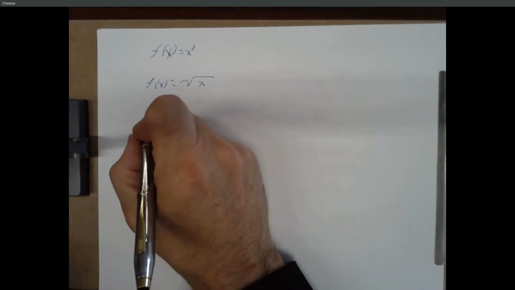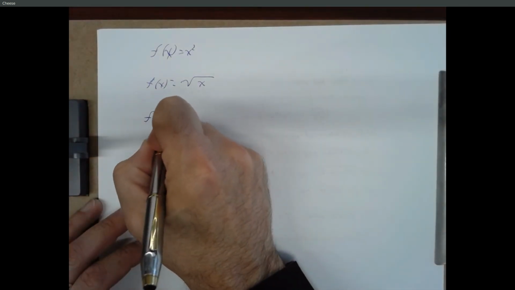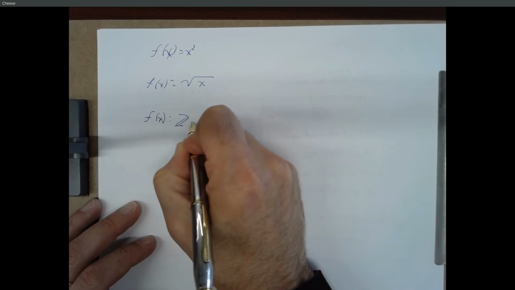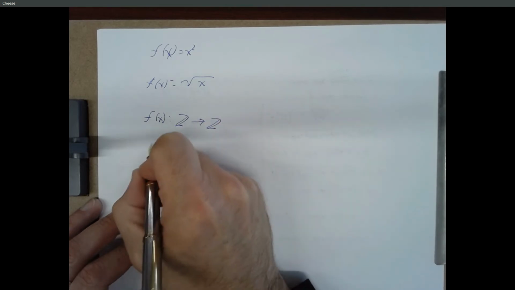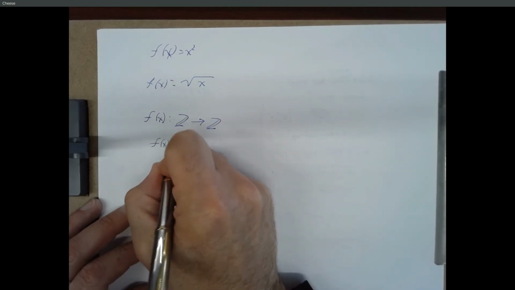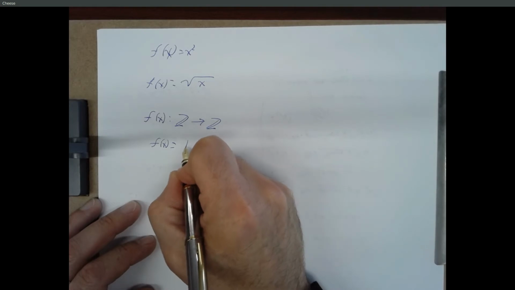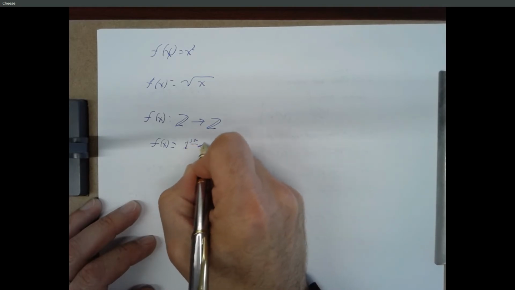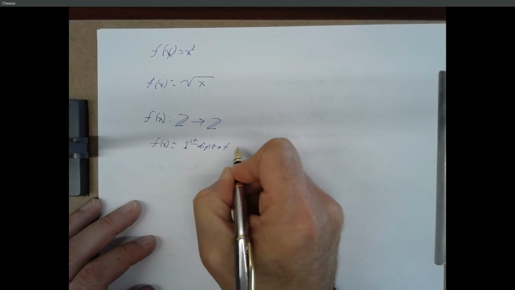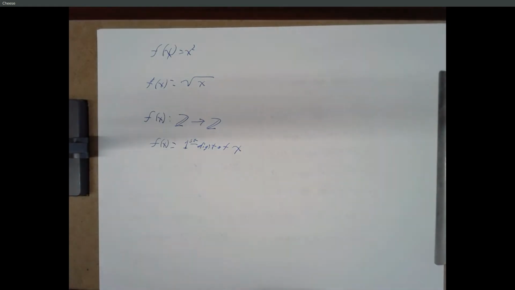We could have f of x going from the set of integers to the set of integers, where f of x is just the first digit of x. That's a weird function, but there's nothing wrong with that as a function. It could be the last digit, it could be the sum of all the digits.